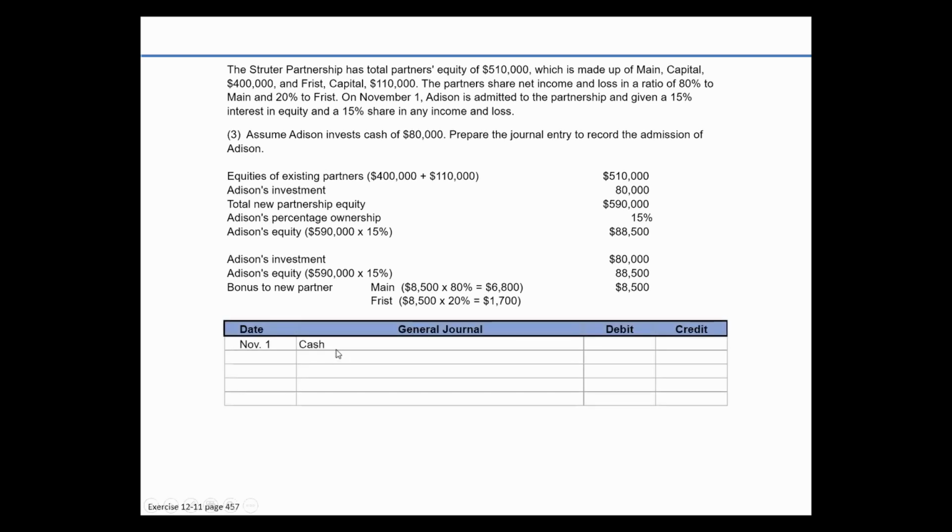So we see here that we have cash debit, the amount of 80,000, that would be the investment from Addison. Then we have Main Capital debit, the amount of 6,800, because we're reducing the amount of capital that Main has. And then we have Frist Capital debit, the amount of 1,700. And then Addison Capital, what would be in her account would be 88,500. And then we see here too that our debits still equal our credits.